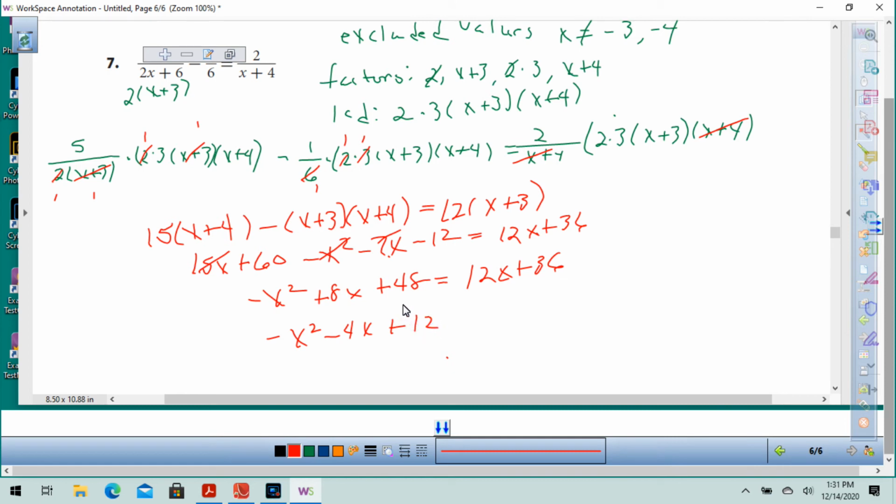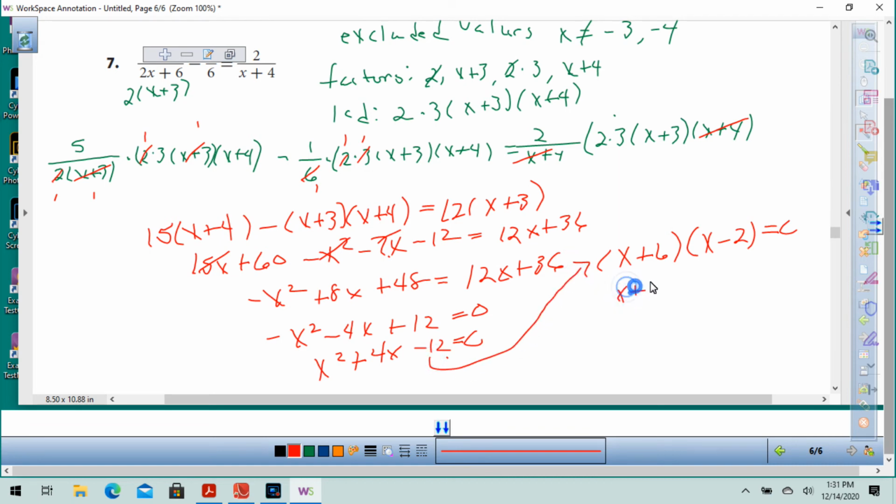Plus 12 equals 0. I don't like my negative here, so I'm going to multiply it by negative 1. I got x squared plus 4x minus 12 equals 0. Now, 6 and 2 give me that, so I've got x plus 6 times x minus 2 equals 0.